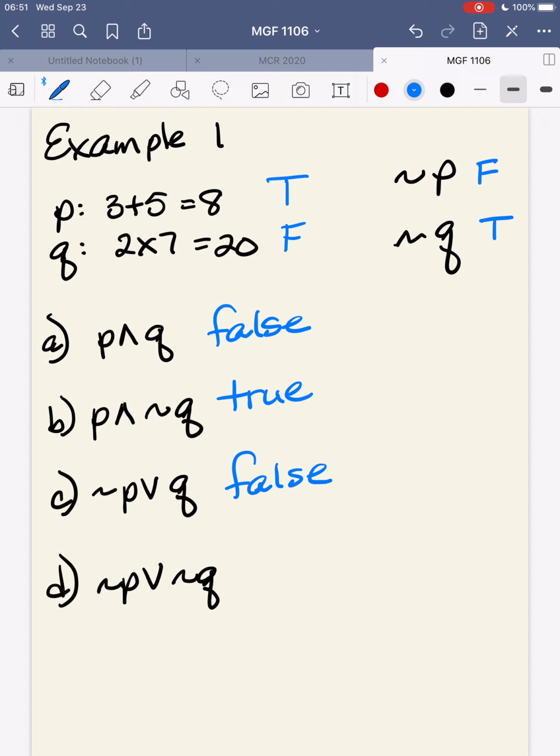And then not P, which is true, or not Q, which is true. Okay, remember the only time that it's false is when they're both false, so this one is true. Okay, so we didn't need a truth table to do this one. We just needed to know what was going on with P and Q.